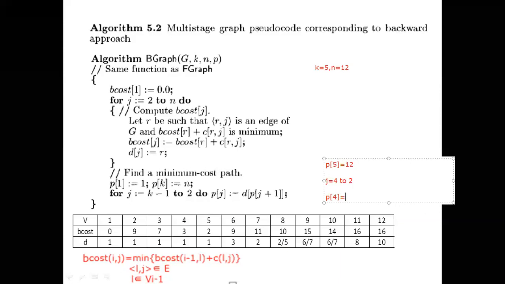P of 4 equal to D of P of J plus 1. What is the J value now? It is 4 now. J plus 1 it is 5. Right? Yes. What is P of 5 value? Already they given here. Just above statement. P of 5 it is 12. I will replace P of 5 for 12. I can replace it. I will remove here. It is 12. What is D of 12? D it is here 12. What is the value? It is 10. Equal to 10. I hope you clear.